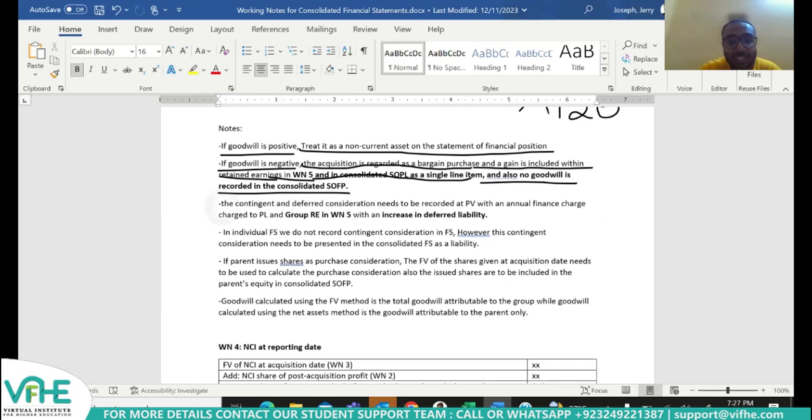Okay, the contingent and deferred consideration needs to be recorded at present value with an annual finance charge to P&L and group retained earnings in working note 5, and an increase in the deferred liability. Definitely, since we are recording it at present value, every year we have to charge a finance cost and increase the deferred liability, right? Deferred consideration. Like what we did in the provision for decommissioning. Right? Remember the provision for decommissioning? If you guys have gone through my lectures, you would have remembered it. Okay, fine.